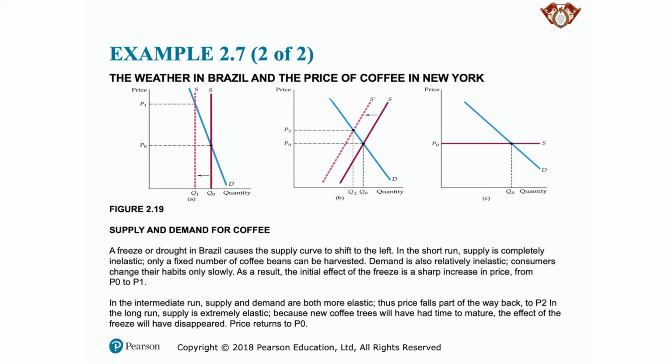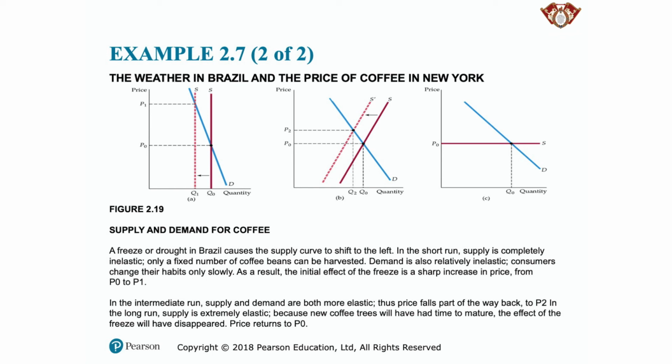But in the intermediate run, the price elasticity of demand and supply is shaped like this. So the same effect of weather in Brazil results in an increase in price smaller than in the very short run. Quantity like this, small impact. Price and quantity impact is smaller than in the very short run.